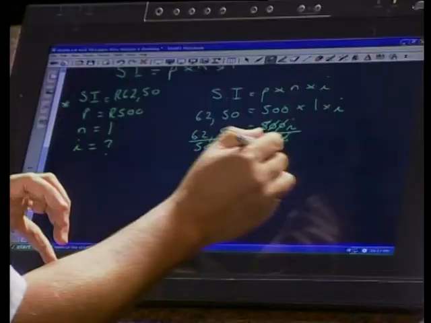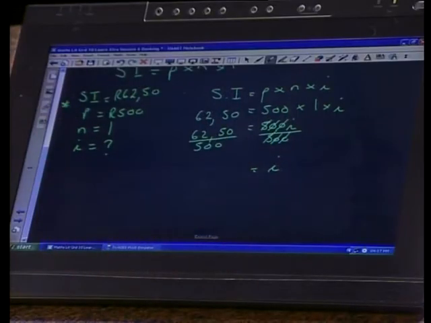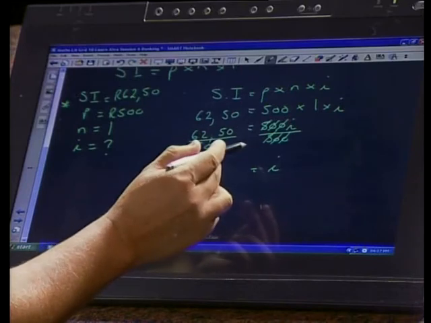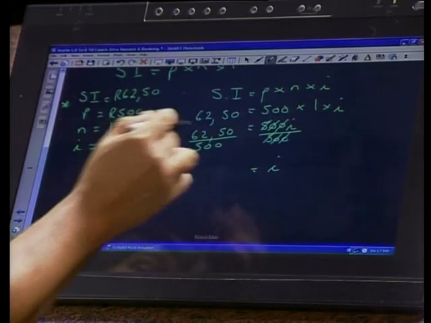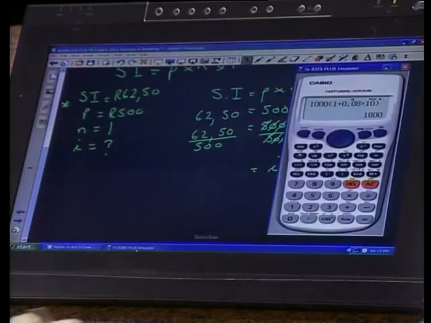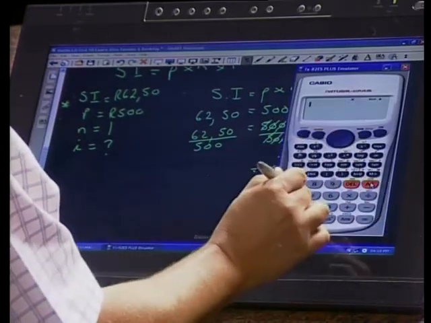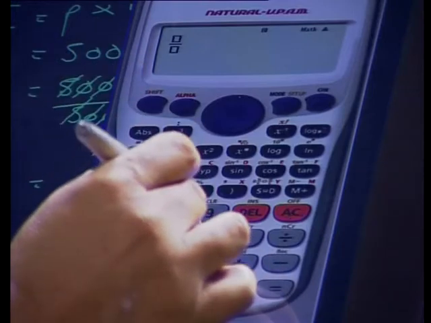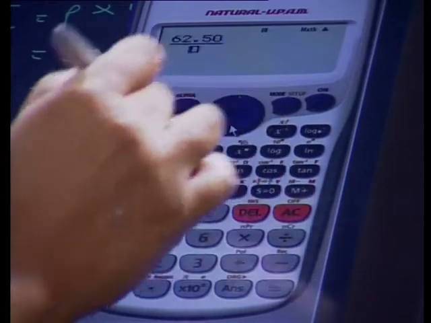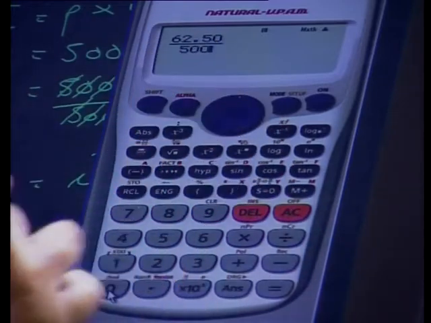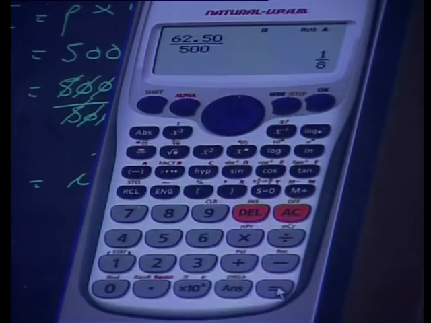So what I've done to this side is I've divided by 500. So I'm dividing this side by 500. Why did I divide by 500? So I could get I by itself. So what's going to happen here? Let's take out our calculator and we're going to work this out. We've got 62.50 and we're going to put it over 500, or divide by 500. And what do we get? We get an answer of 0.125.